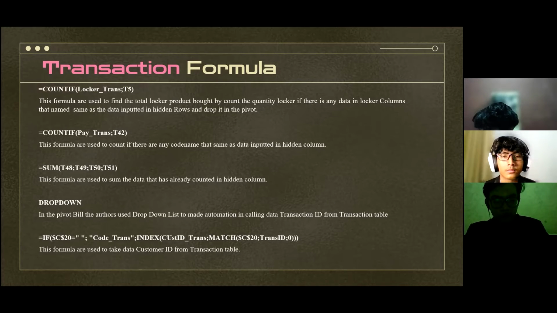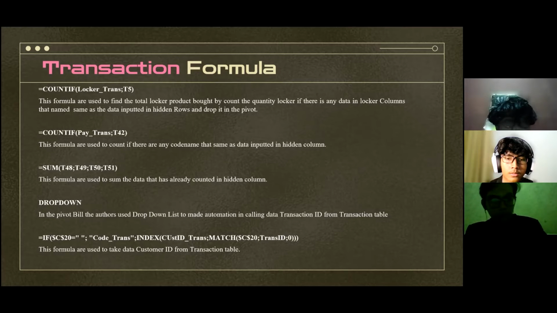Next is COUNTIF in the transaction table. These formulas are used to count if there are any coordinates the same as the data input in the hidden column. Next is sum of T48, T49, T50, T51. These formulas are used to sum the data that has already been counted in the hidden column.